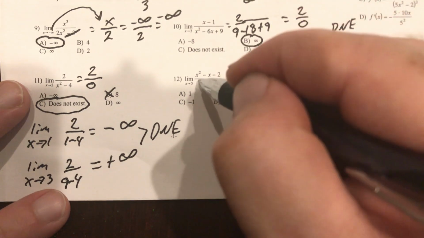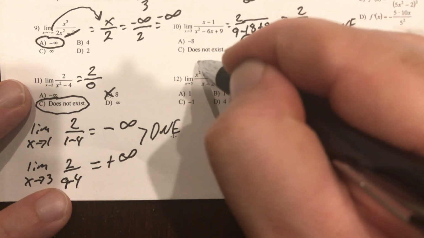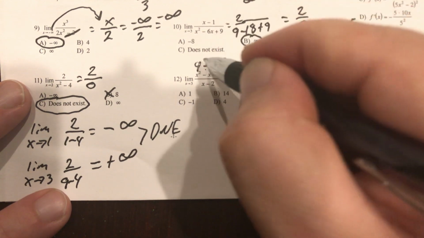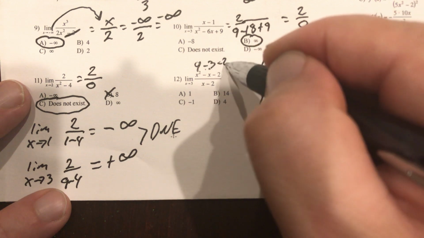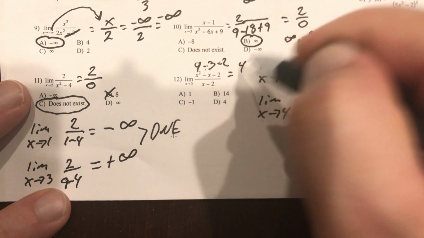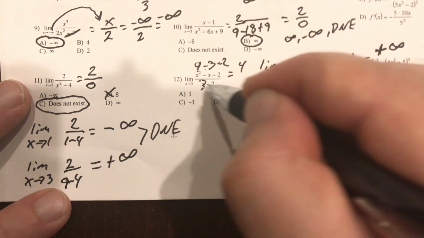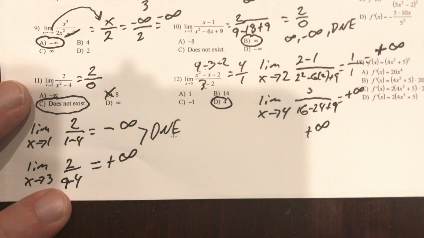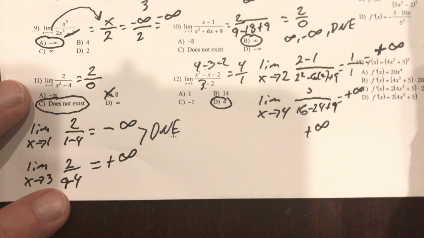Number 12. Plug in 3. 3 squared is 9, minus 3, minus 2. What's 9 minus 3? It's 6. Minus 2 is 4. 3 minus 2 on the bottom is 1. 4 over 1 is 4. So if you get a value, you just stop and that's your answer.